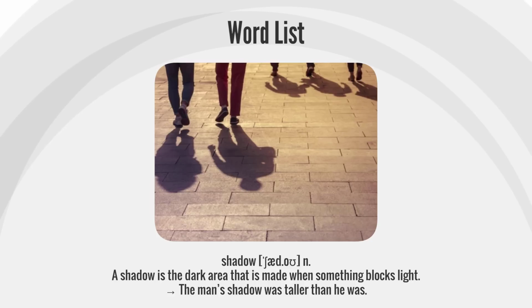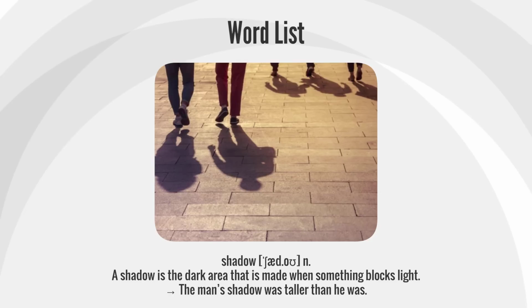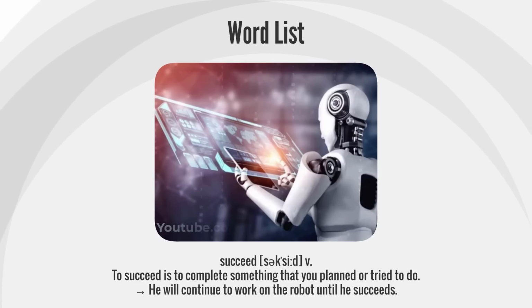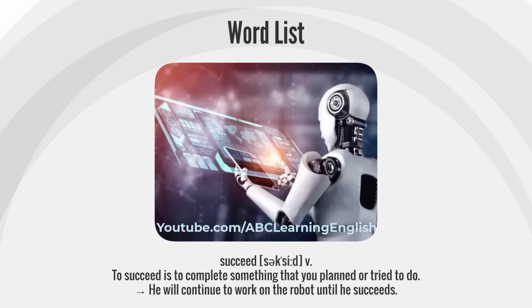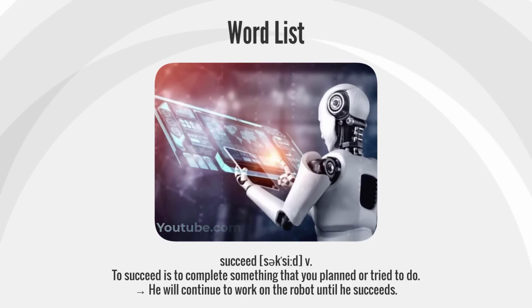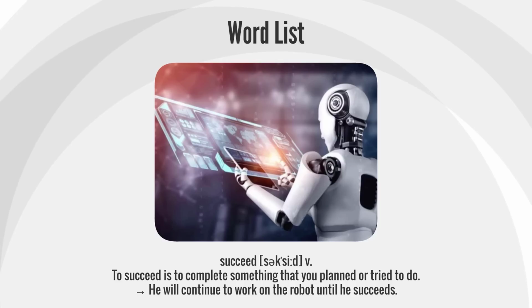Shadow. A shadow is the dark area that is made when something blocks light. The man's shadow was taller than he was. Succeed. To succeed is to complete something that you planned or tried to do. He will continue to work on the robot until he succeeds.